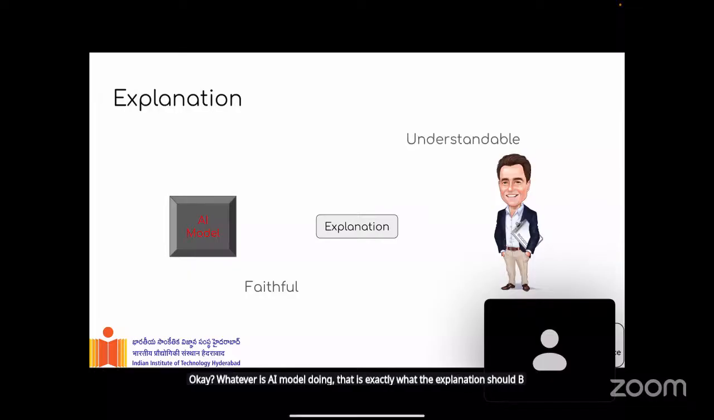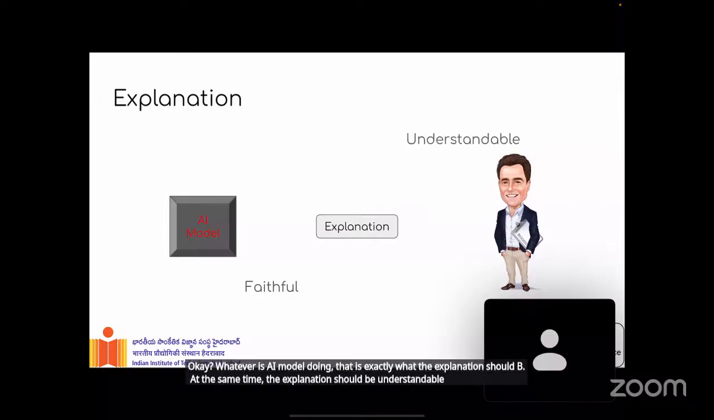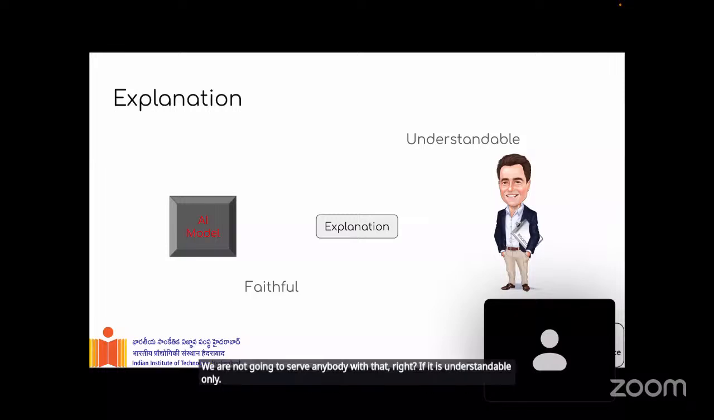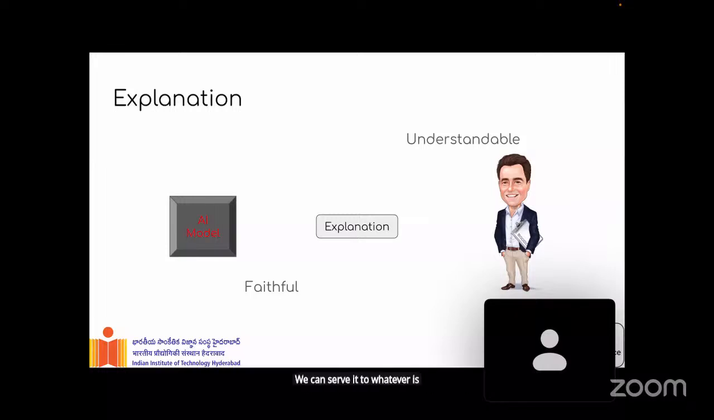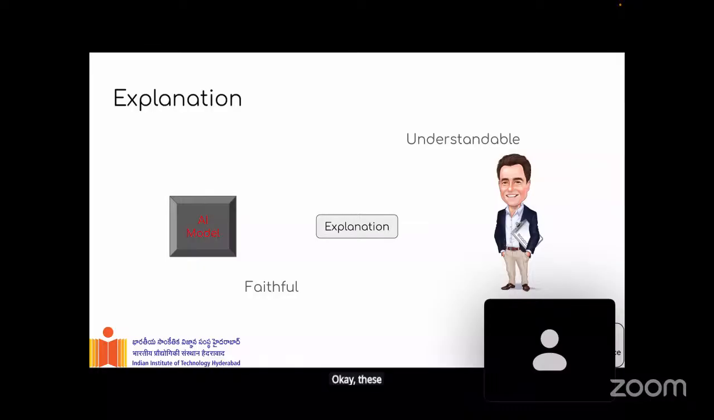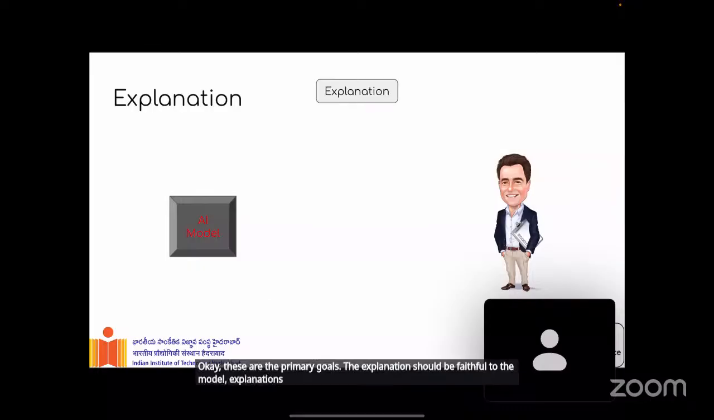At the same time, the explanation should be understandable, easily understandable by the end user. If it is very difficult, we are not going to serve anybody with that, right? Only if it is understandable can we serve it to whatever agency it is: an end user, a developer, a government agency, whoever it is. These are the primary goals. The explanation should be faithful to the model. The explanation should be understandable for the end user.